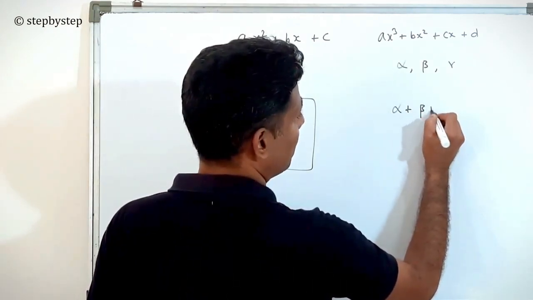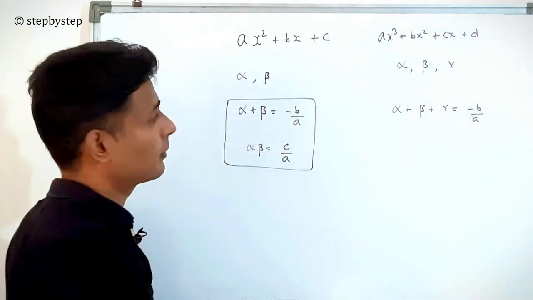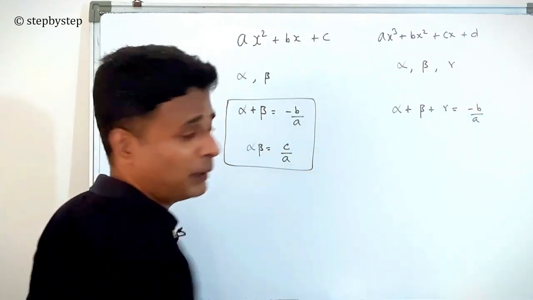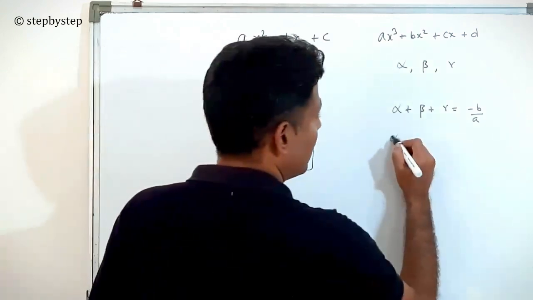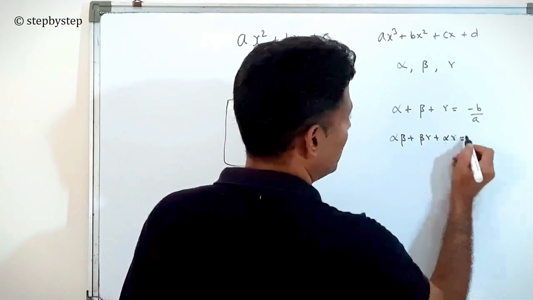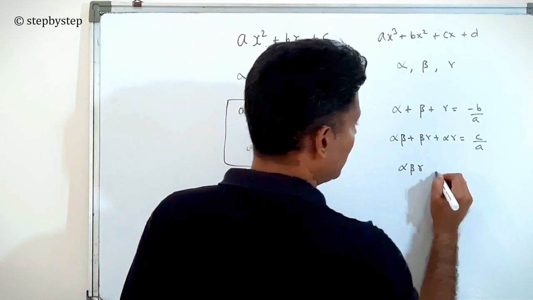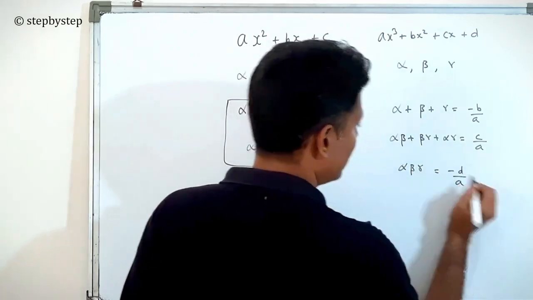Alpha plus beta plus gamma will be minus b by a. Alpha beta plus beta gamma plus alpha gamma will be equal to c by a, and alpha beta gamma will be equal to minus d by a.